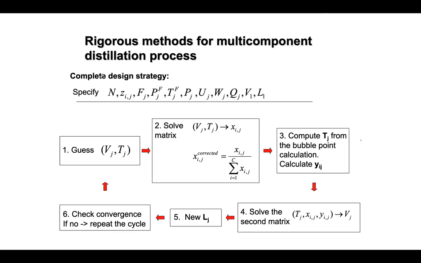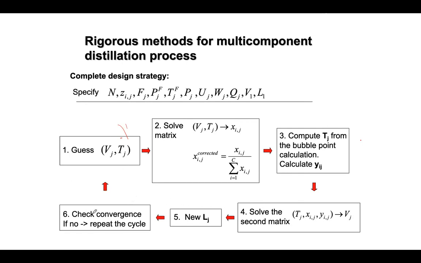Okay, so that's why in that one we have to guess the temperature, tebakan. And if we have a wrong temperature guess, sometimes the calculation can go wrong. Then they will solve the Xij matrix, and then the corrected one. Then you can compute the Tj from the bubble point calculation to calculate the Yij, and then solve the second matrix, and then you find the Lj, and then check the convergence.